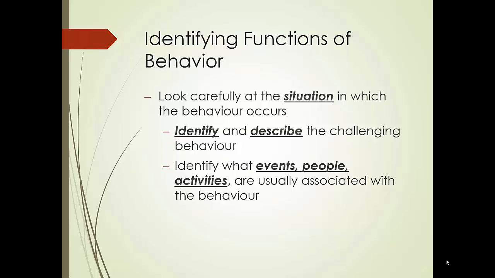So we can look carefully at the situation in which the behaviour occurs. We should identify and describe the challenging behaviour, and by describe I mean in real detail. So for example, rather than just put challenging behaviour or negative behaviour or child was angry, think in as much detail as we can about what exactly that child or young person is doing at that point, in detail of their physical expression of the behaviour, their facial expression, their actions, even the reactions of others to their behaviour. Here we identify what events, people, activities are associated with their behaviour. That could be times of the day, and remember, as I said earlier, it could be to escape unwanted behaviour here, unwanted attention here.